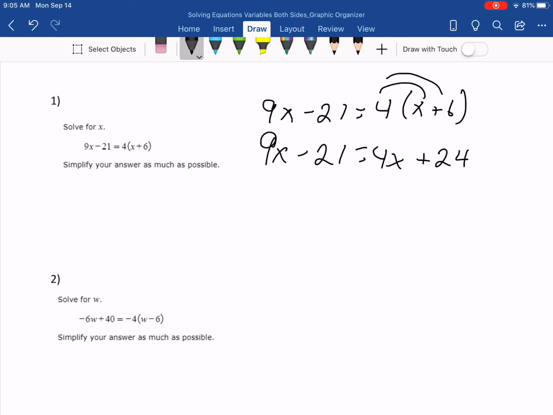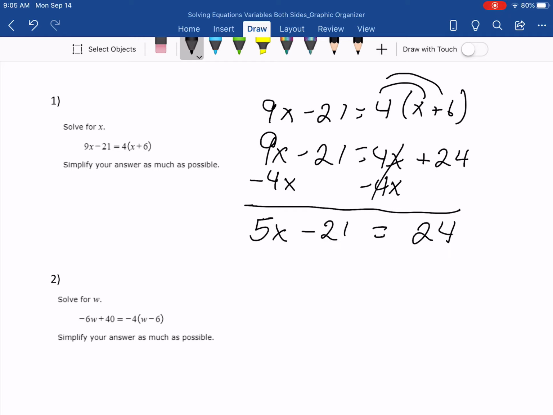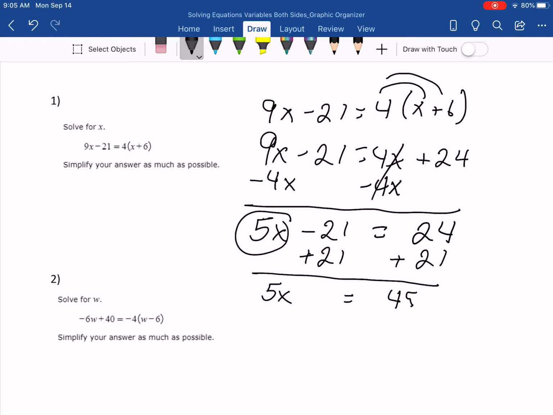Step 3, we want to get all the variables to one side. I'm going to get the variables on the left side by subtracting 4x from the right side. 5x minus 21 equals 24. Next, I'm going to isolate the 5x by adding 21 to each side. And we'll finish by dividing each side by 5, which means x is 9.